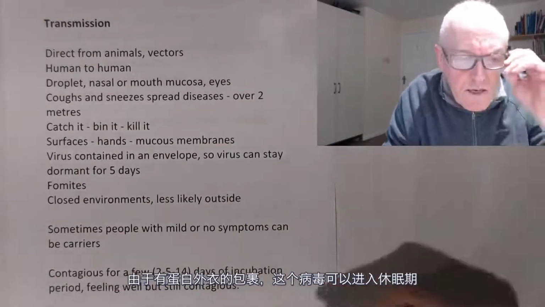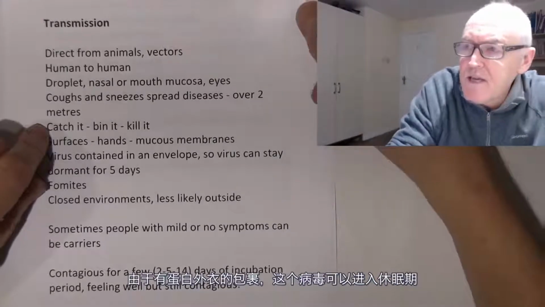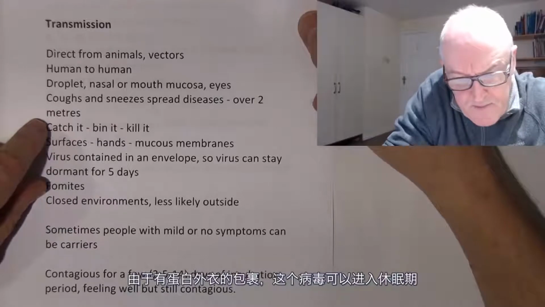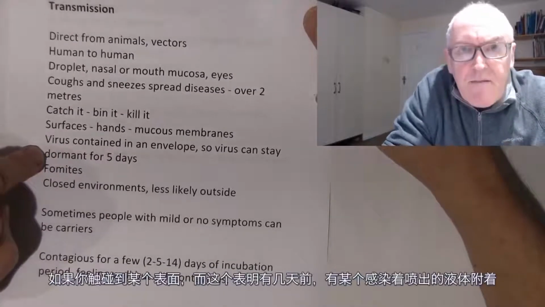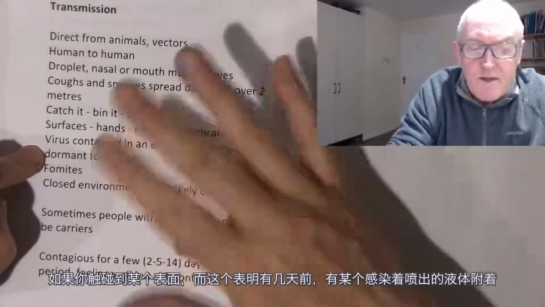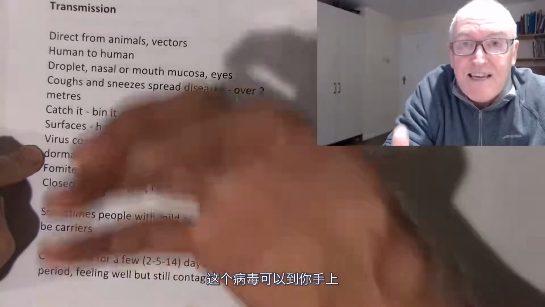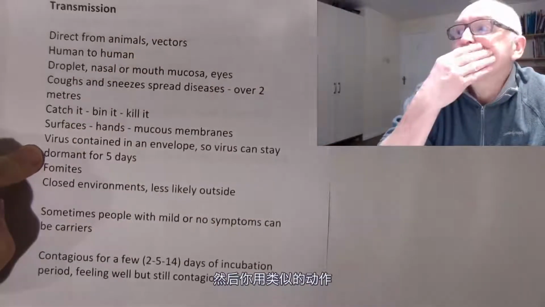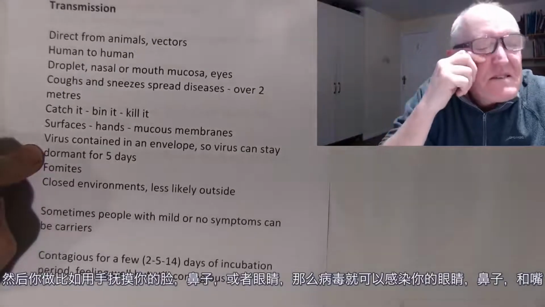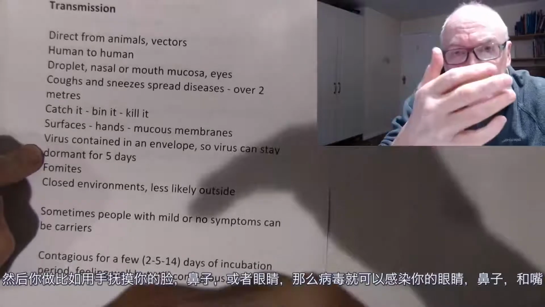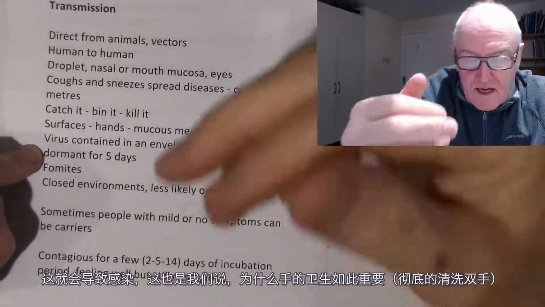It's got this protein coat that protects it. And the virus can actually go into a state of dormancy, and it can remain dormant for 5 days. And that means if you touch a surface that someone has coughed on a few days ago, the virus can get into your hands. Do you ever have your hands around your face? Getting the virus from your hands into your eyes, your nose, your mouth, and that causes infection.